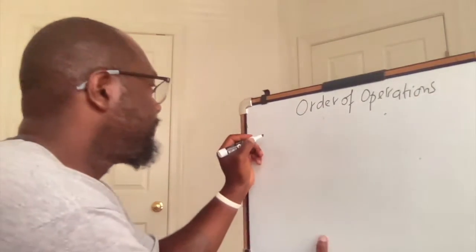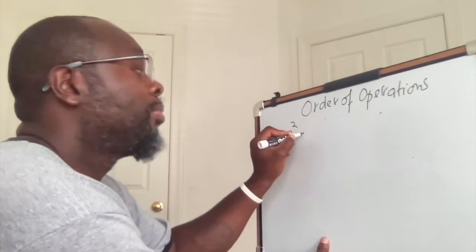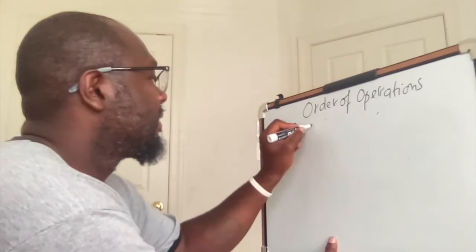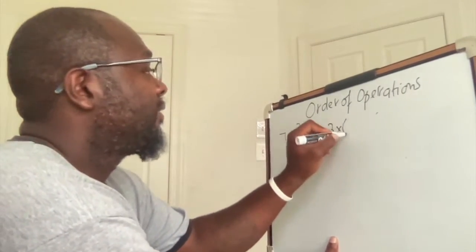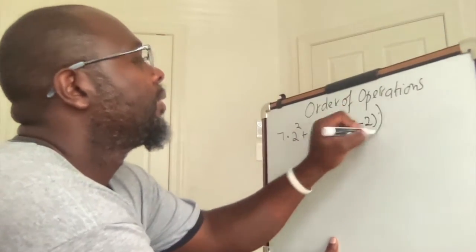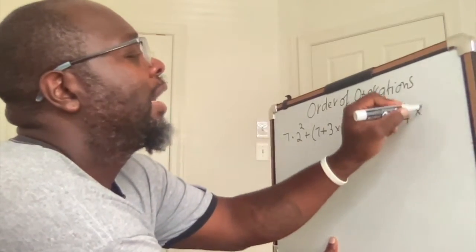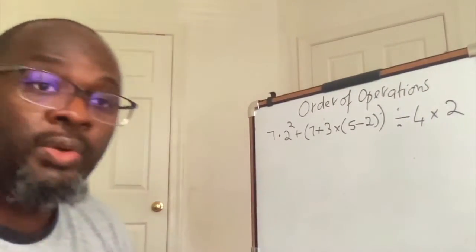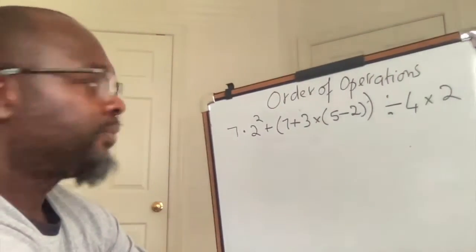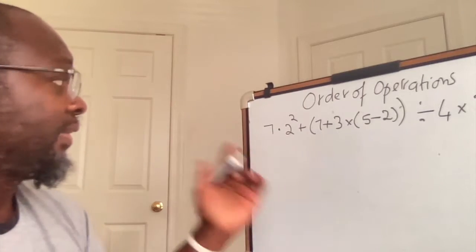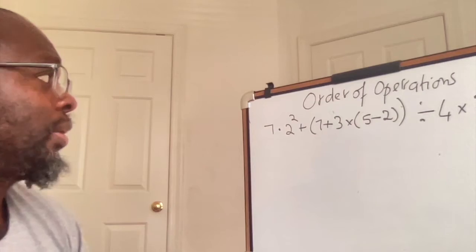So let's say we have 7 times 2 squared plus (7 plus 3) times (5 minus 2), and then divided by 4 times 2. So let's recall our rule real quick. I have parentheses here, I have an exponent, and I have multiplication and division. So what do I do with this problem?